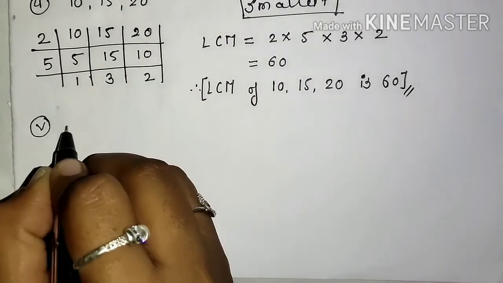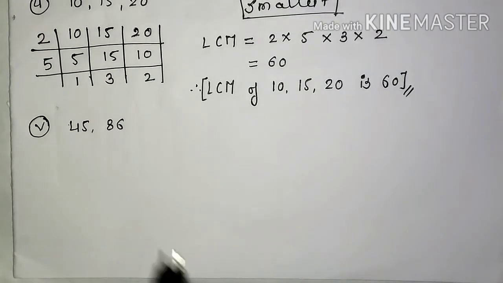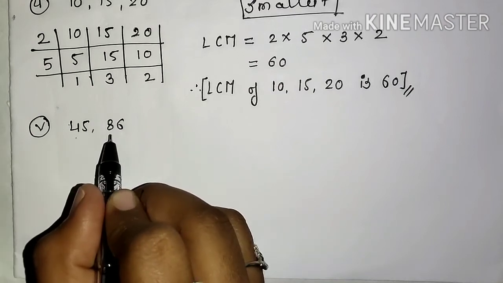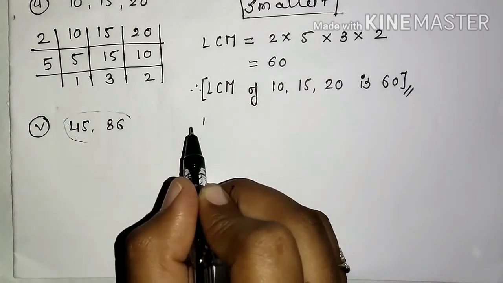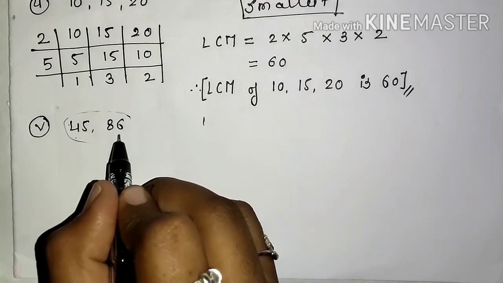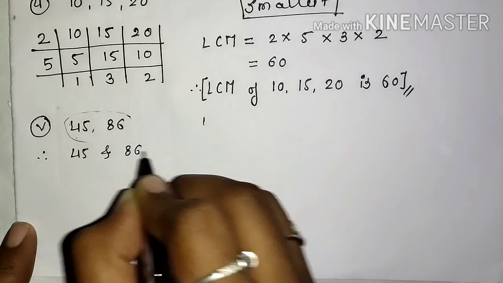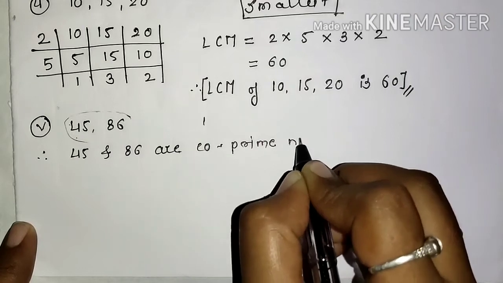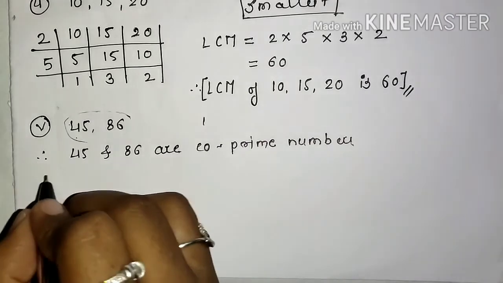Question number 5, 45 and 86. Now students, if you observe both the numbers very carefully, both the numbers cannot be divided by any number other than 1. Only 1 divides both numbers. That means they have only 1 as the common divisor. That means these are co-prime numbers, right? So here we get 45 and 86 are co-prime numbers. So that means 1 is the only common divisor, right?